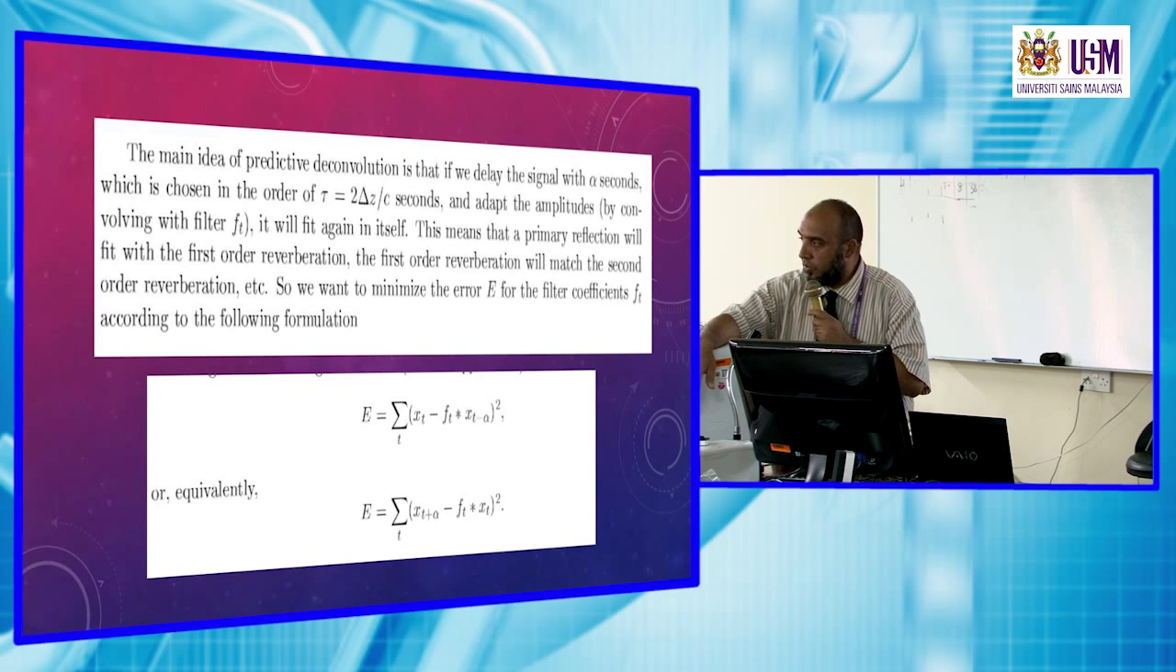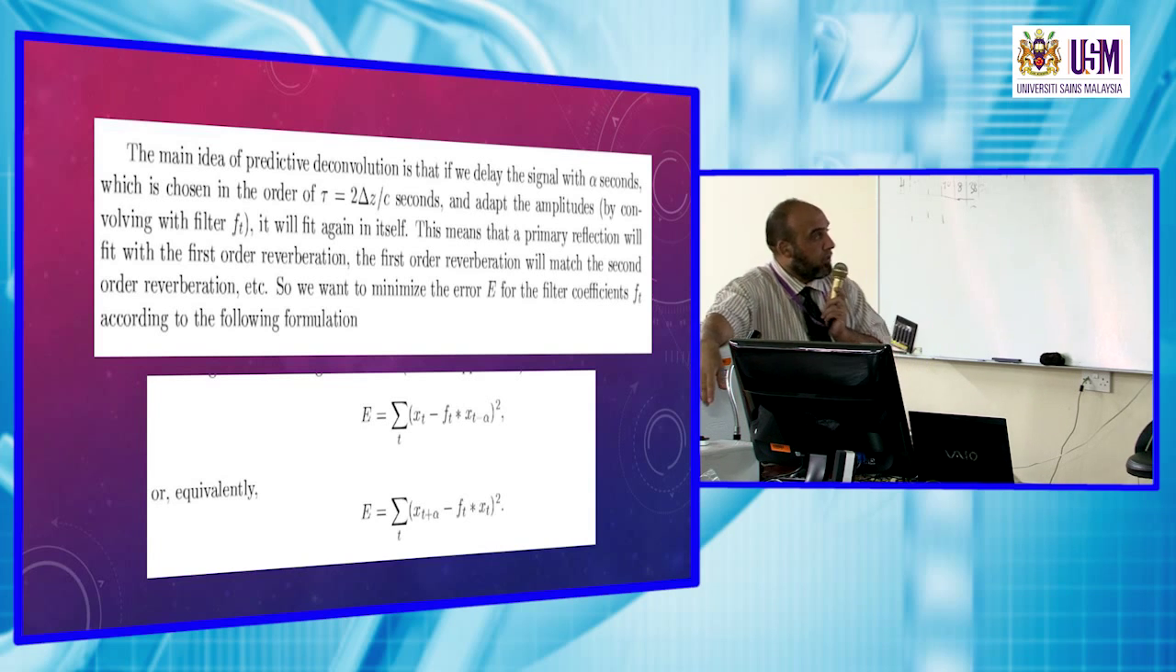What we are really looking for is to remove the multiples. So how do we remove the multiple? By using certain time lags, which means that we are adding the parameters together with different phases, and we adapt the amplitude, make it increase or decrease so that they are nearly the same to reduce the noise, and then the multiple is totally removed. It will fit again in itself.